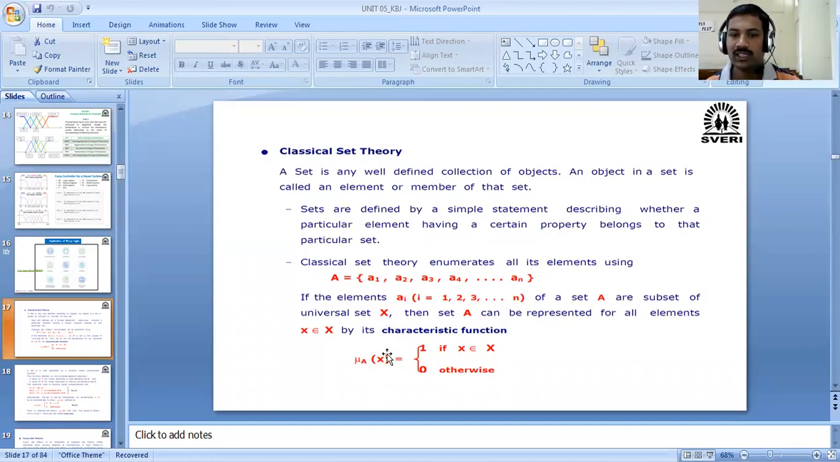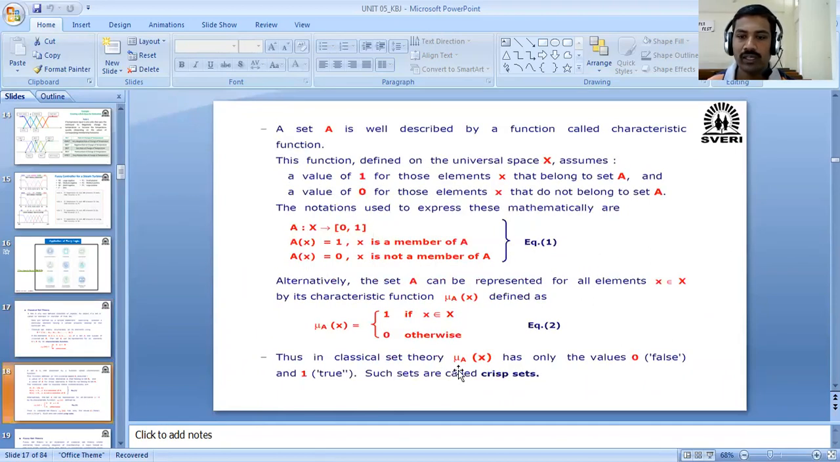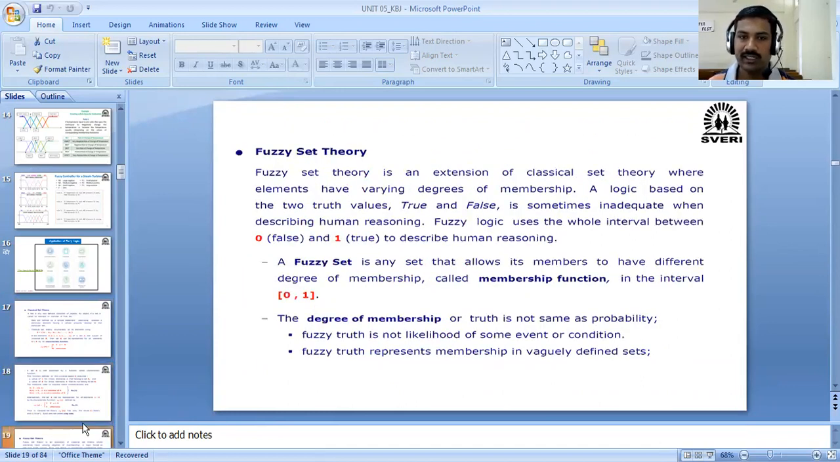X is the universal set, and inside that A is the subset. Then we write mu A of X equal to 1 and 0, as represented in Boolean. If sets are represented in the format 1 and 0, then those sets are known as crisp sets.